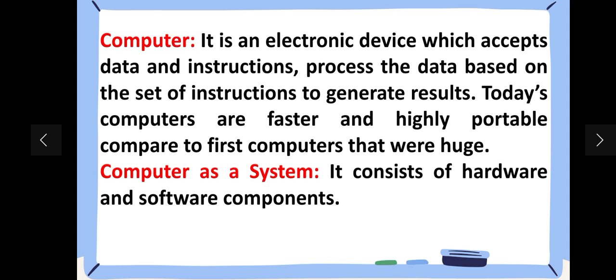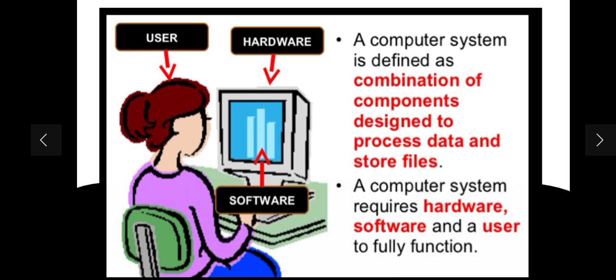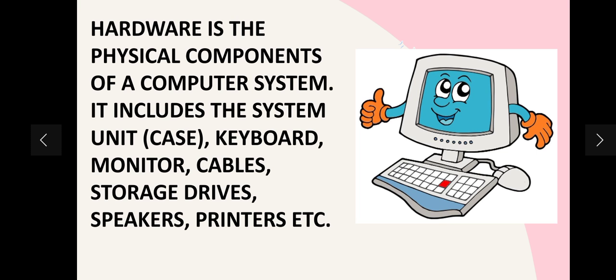So let's look at computer as a system. Computer as a system consists of hardware and software components. So if we are to define computer as a system, we can simply say that computer as a system consists of hardware and software components. Now let's look at the hardware component of a computer system.